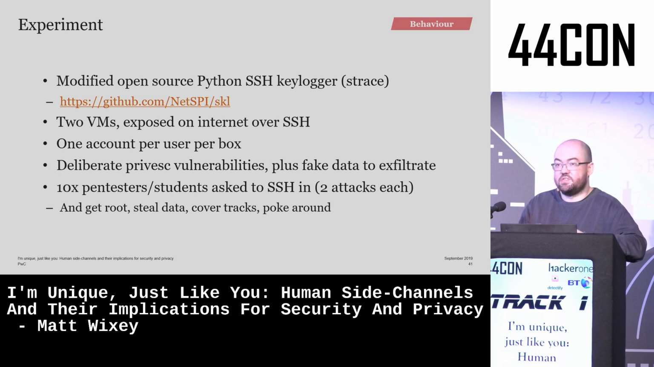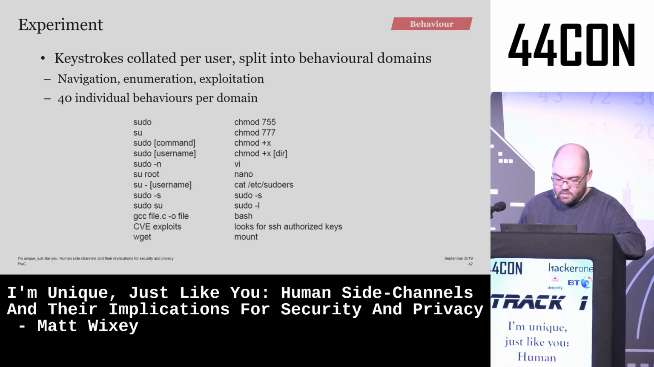Each one of them attacked VM1 and then VM2. I asked them to try and get root, to steal the data, to try and cover their tracks and just generally poke around like they would on a pen test. All the while, this keylogger was recording everything they did. So I collated those keystrokes per user and split them into behavioral domains. I used navigation, enumeration, and exploitation. And you end up with these individual behaviors per domain.